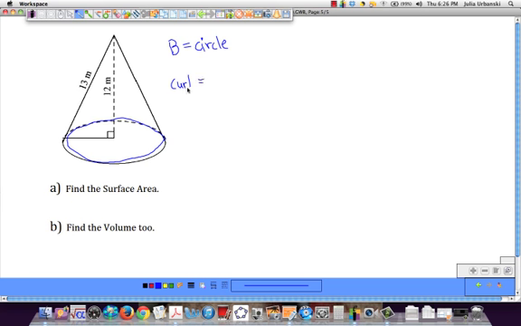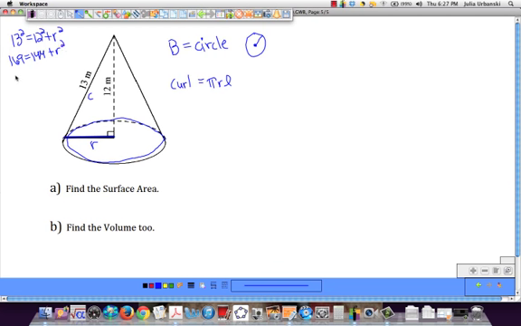The curl part, remember we have our RL, it's pi RL. The base is a circle, and the radius, oh, we don't know the radius. Think about it. What are you going to do when you're missing this piece? I'm going to call it R. See this right triangle right here? You're going to use the Pythagorean theorem. Across from the right angle is C. So 13 squared equals 12 squared plus R squared. So 169 equals 144 plus R squared.